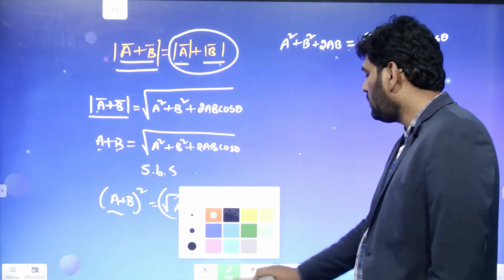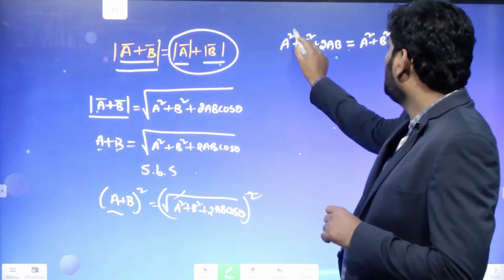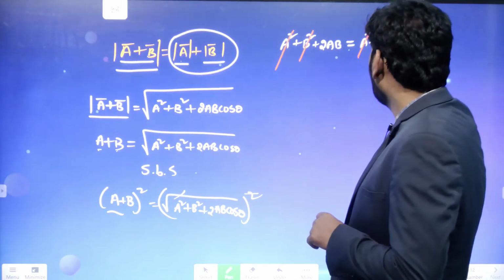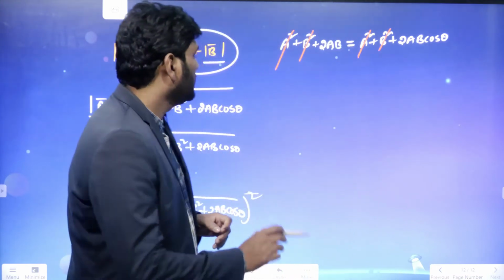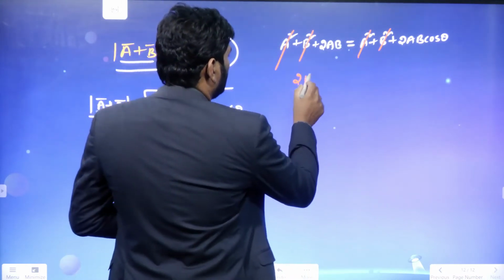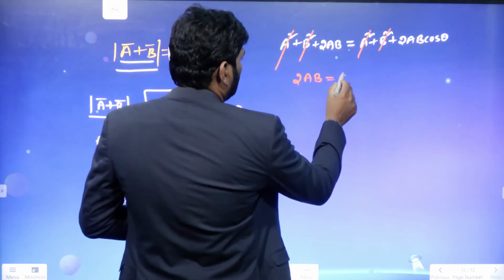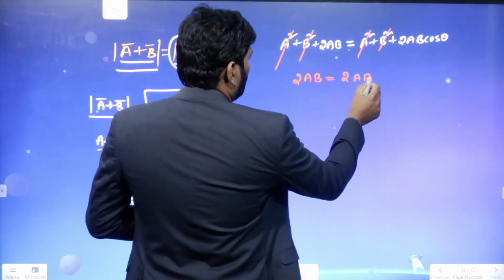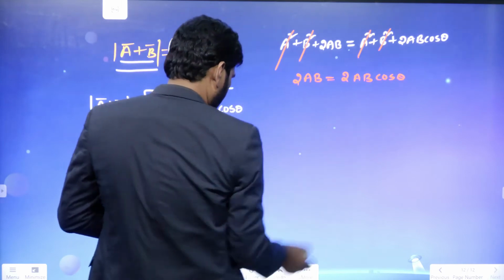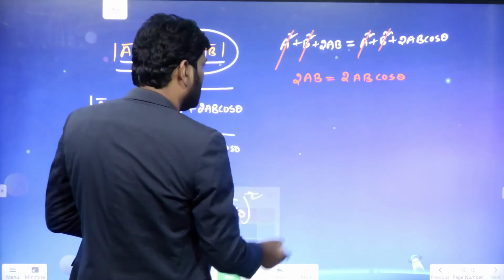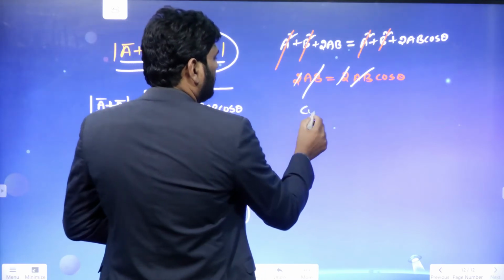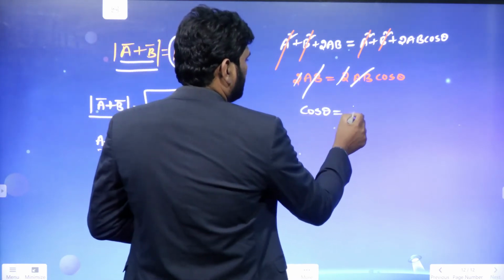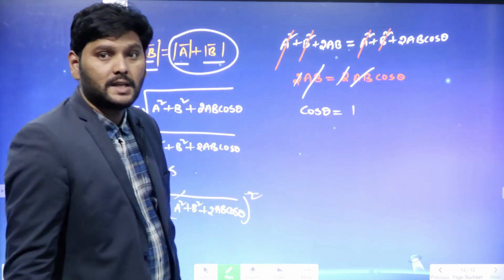Now you can cancel A square and B square on both sides. What is the remaining? The remaining is 2AB equal to 2AB cos theta. Even you can cancel AB and 2. So finally, cos theta is equal to 1.